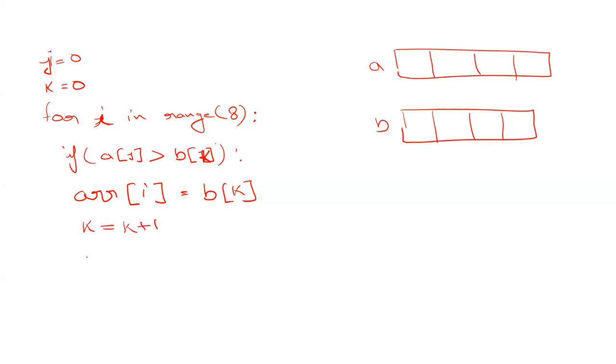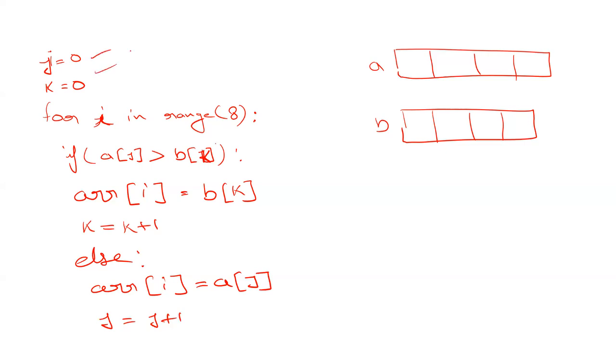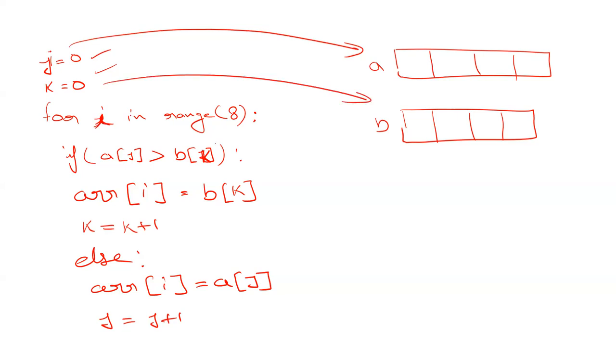Else array of I will be a of j, and j will be j plus 1. Okay, that's the whole algorithm, guys. We take two variables: j is for a, k is for b. And for the bigger array, we have a bigger array called array.